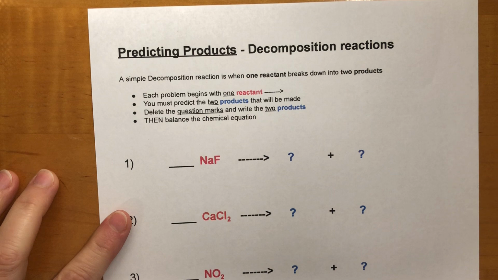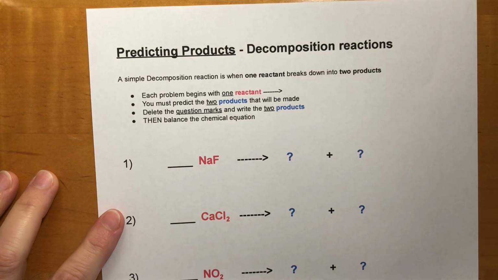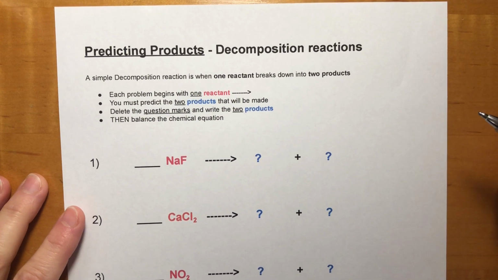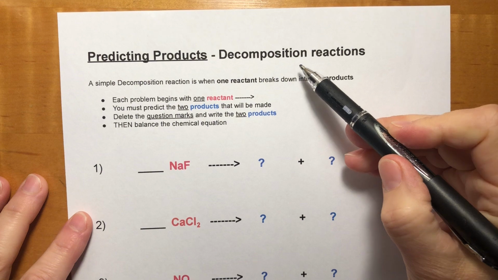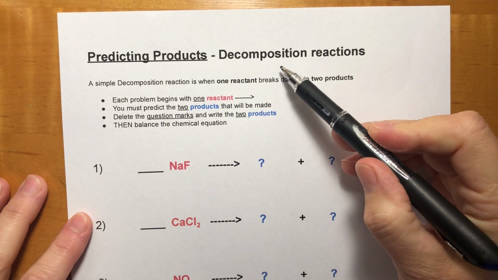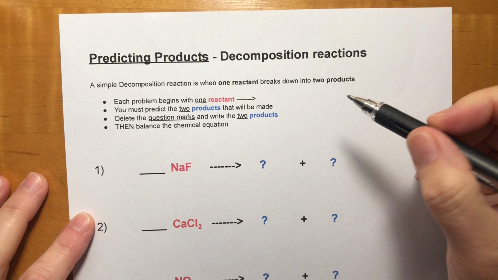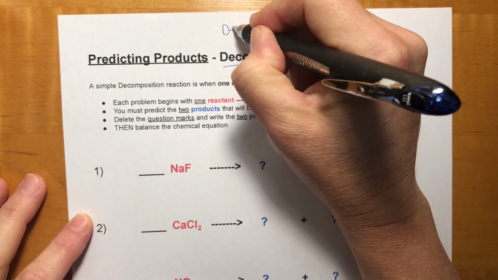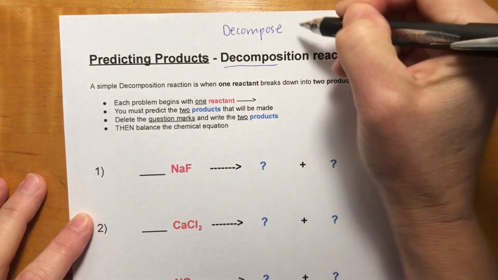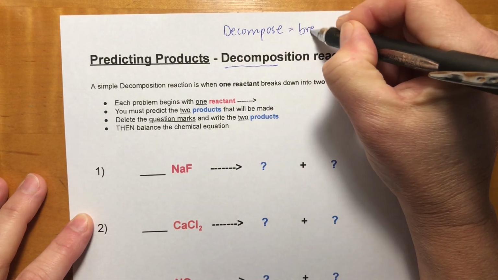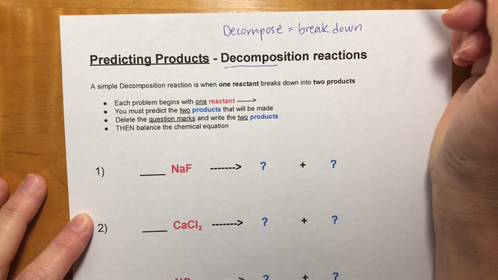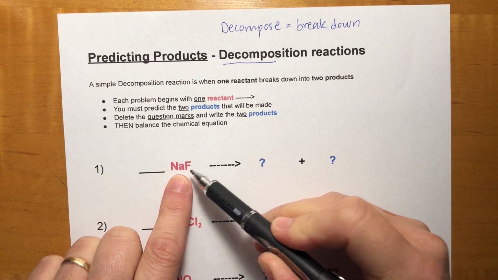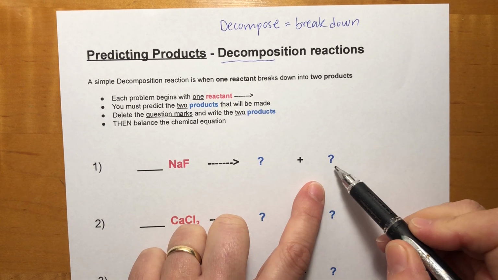So here we go with some more predicting products practice. And this is just for decomposition reactions. Remember, decomposition reactions are when things decompose. Remember, decompose means to break down, right? And so what happens in a decomposition reaction is you have one reactant and it breaks down into products.